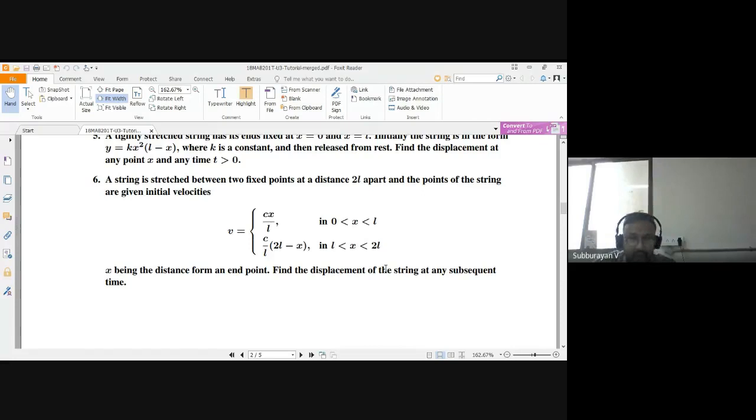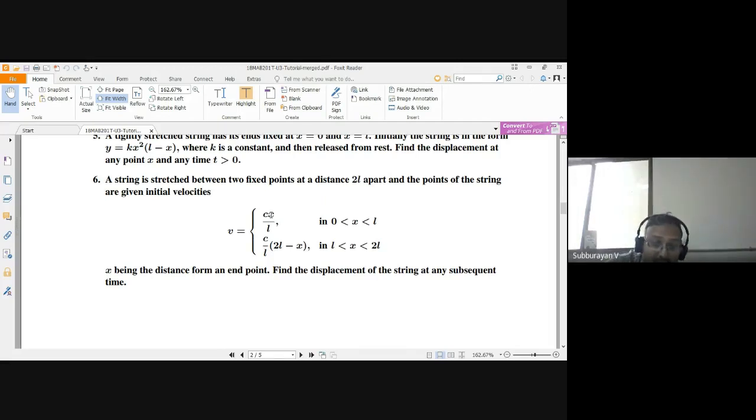So this is, of course, a triangle function. At the midpoint of the string it has the maximum value C. What is the midpoint? The midpoint is x equal to L. So if you substitute x equal to L here, you will get C. Sorry, not C degree, it is velocity. I'm sorry.